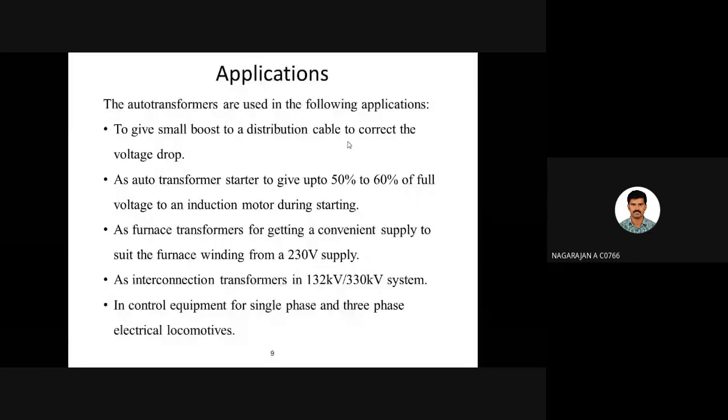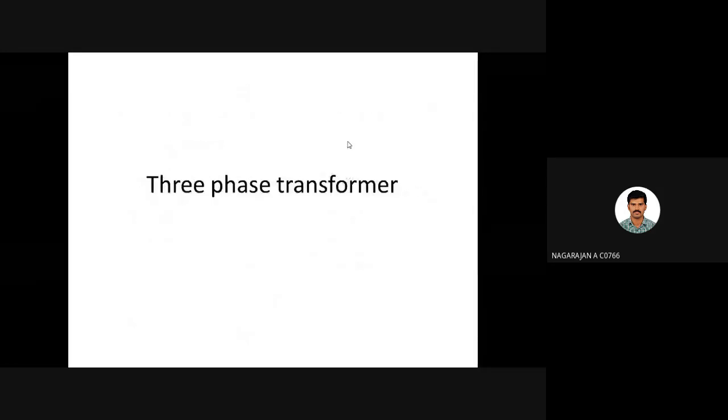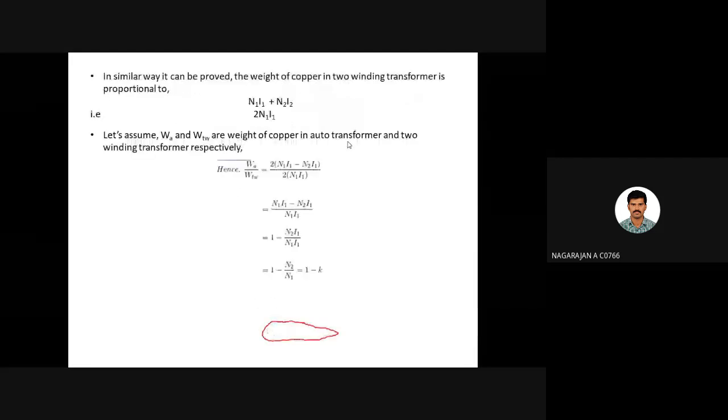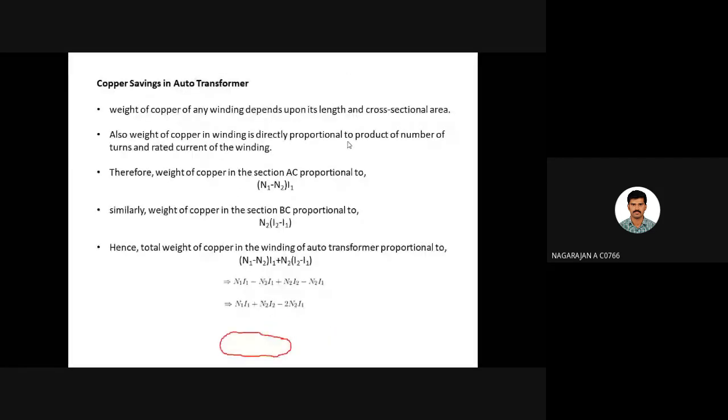You can go through this, and we have uploaded a document in Google Classroom. You can even check there. Okay, so the next one is the three-phase transformer. With this, the auto transformer part is over. I'll repeat again, and we will continue with the three-phase transformer in the next class.